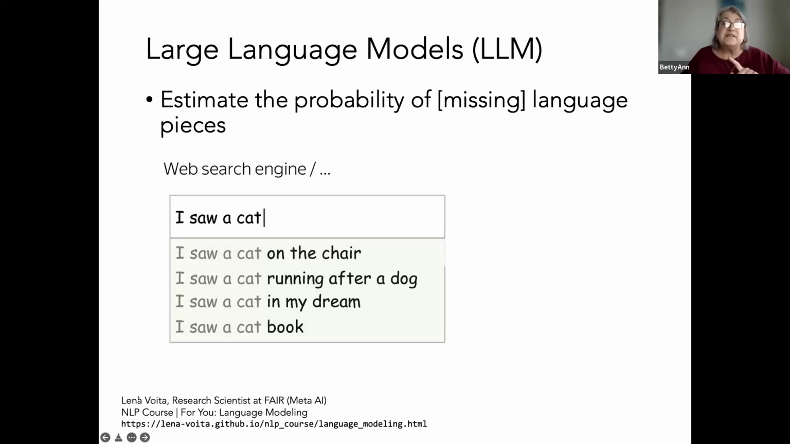The other thing I'll mention is this website by Lena Voigt. She's part of Meta Facebook AI. This is actually a really good webpage, a nice explanation about what's going on. She's got lots of pictures, and almost all these images are from her webpage, so I highly recommend it.